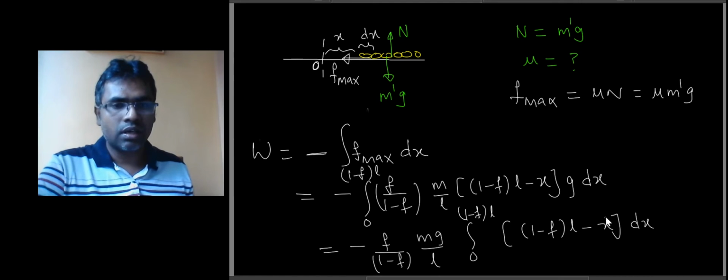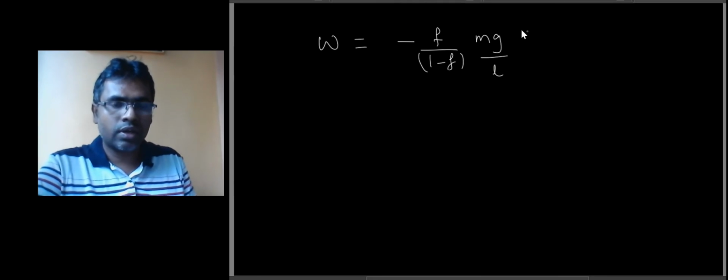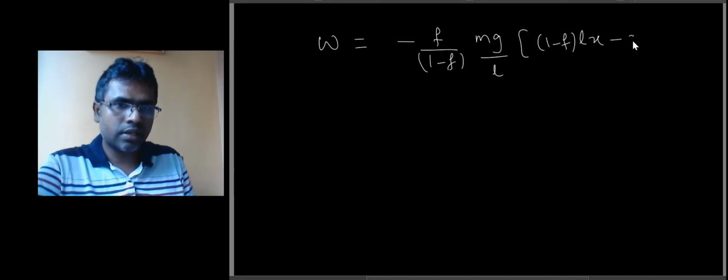Here the first term is constant and the second term has x. So the integral of the first term is simply constant into x, and for the second term it is x squared by 2. I am assuming that you know these basic integrals. So finally the work done is negative of f by (1 minus f) into mg by L, and then the integral: (1 minus f) into L into x minus x squared by 2. At this point, let us substitute the limits.